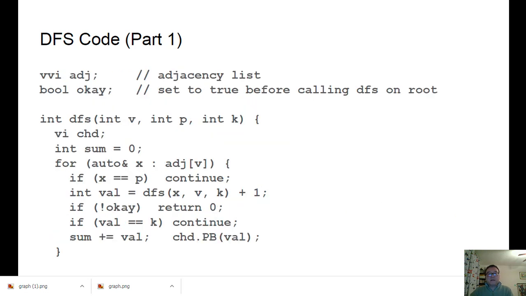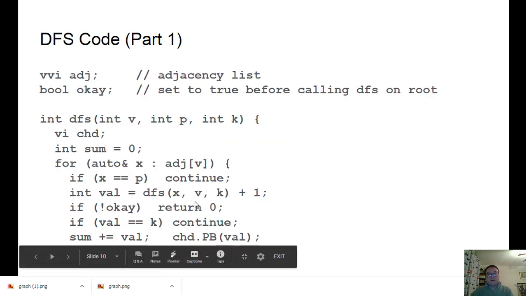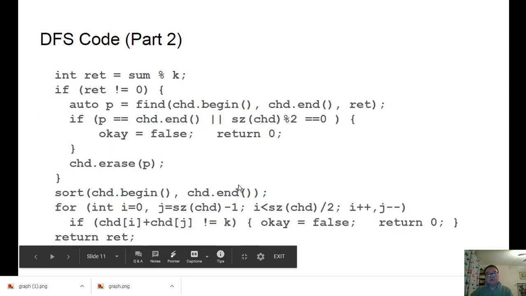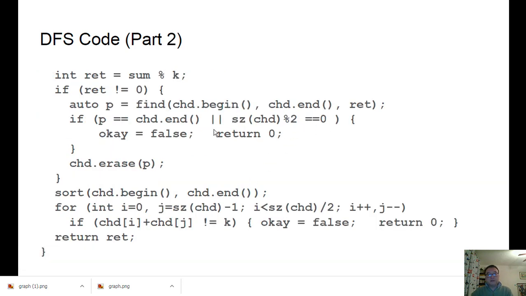So note that anything that can be taken care of with length k is already gone. So everything that remains here is less than k. So they have to be paired with something else in order to create a path of length k. So if either of these failure conditions is true, I simply set OK to false and then return 0. So there's no point in continuing.